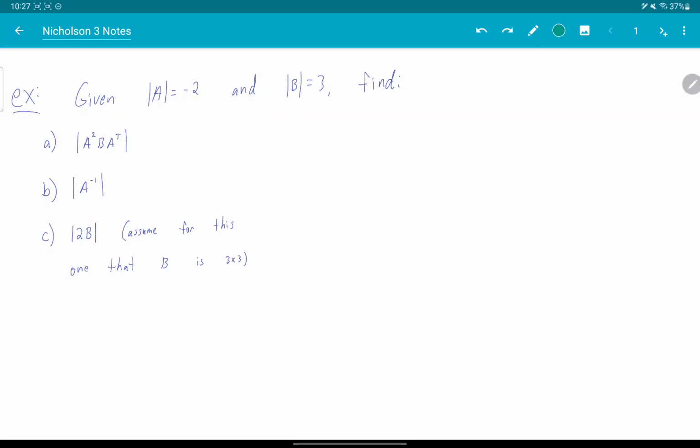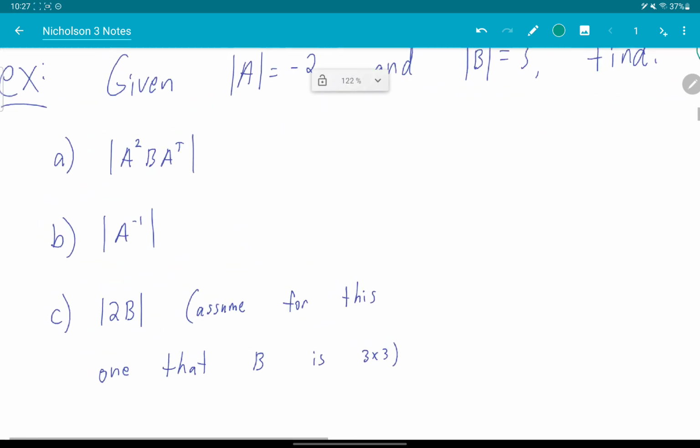So let's take this a bit further. We're going to use what we learned last time. We learned that if you have A times B in a determinant, you can replace that with determinant of A times determinant of B. So we'll be using that idea.